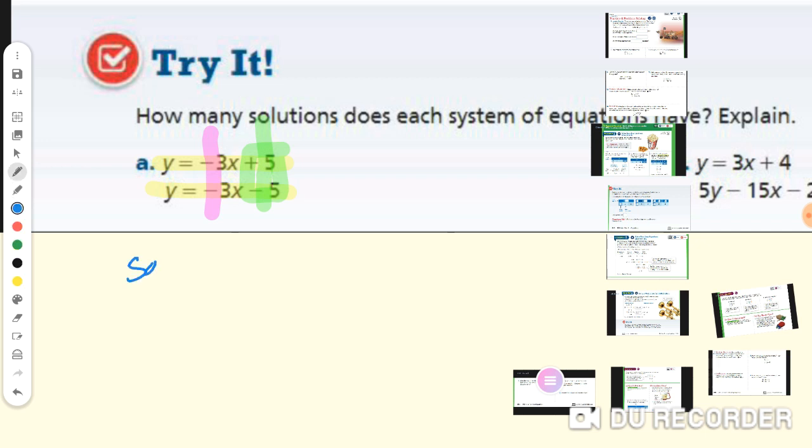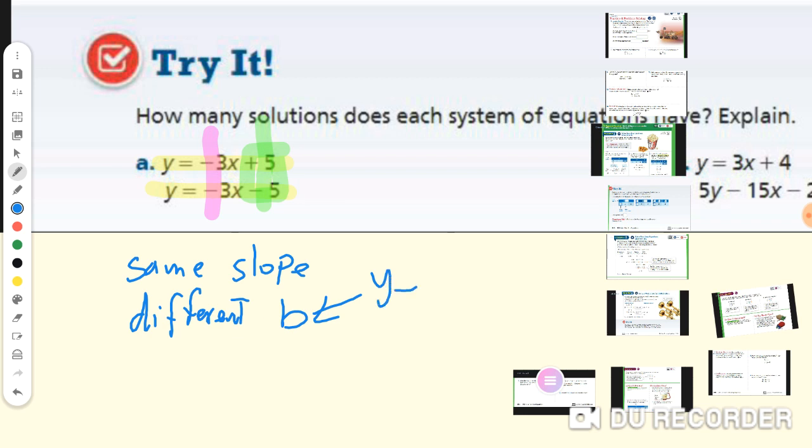So same slope, and different what? Yes, b. B here is the y-intercept. So same slope and different y-intercept. Which case are we in? Yes, it's case 2. Case 2 means no solution. So the first one has no solution.